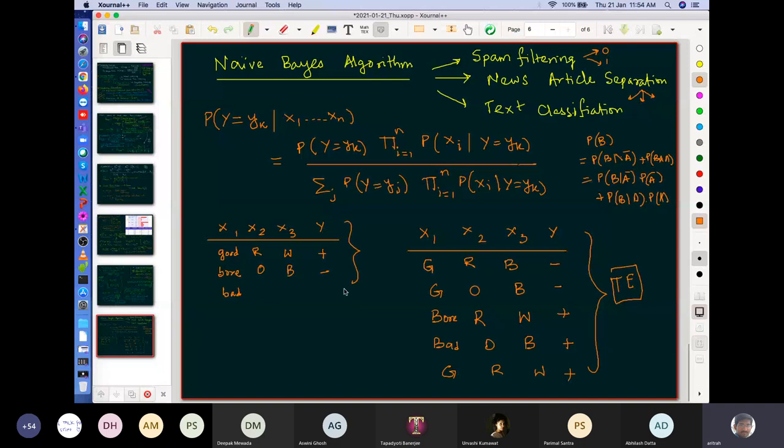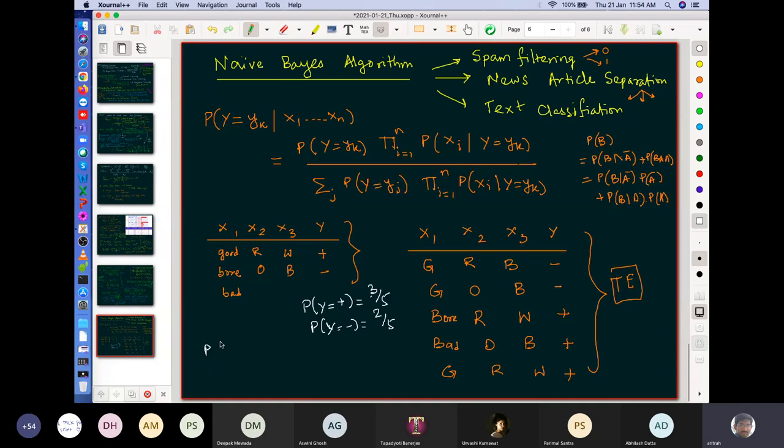So what you need to do? MLE estimates, because the Bayes algorithm is based on MLE estimates. You need to first find out the probability of this and the probability of this. What is the probability of plus? Only these examples are available. MLE estimates: alpha 1 divided by alpha 1 plus alpha 0.